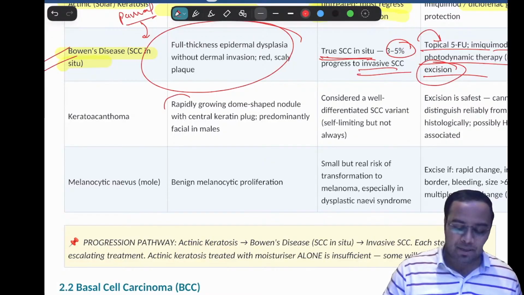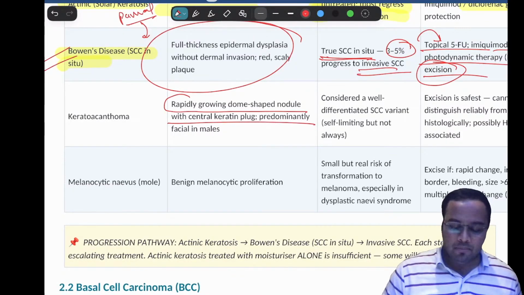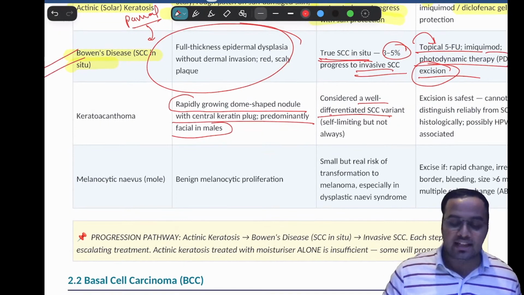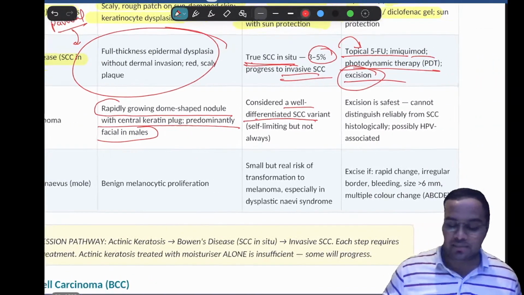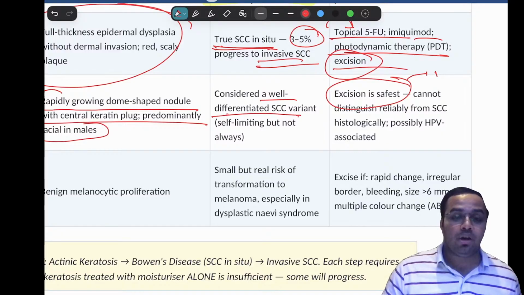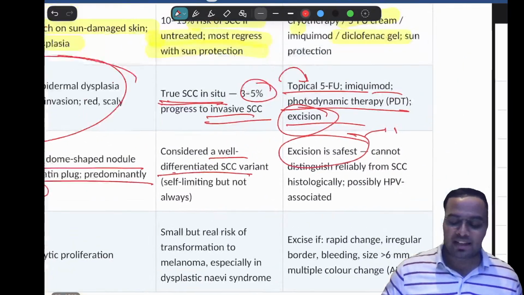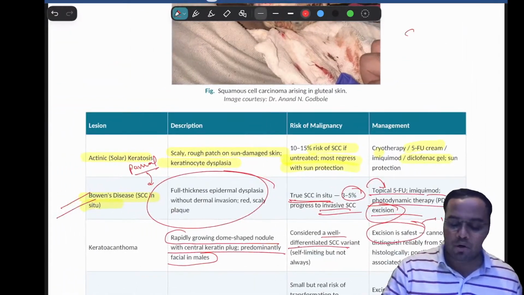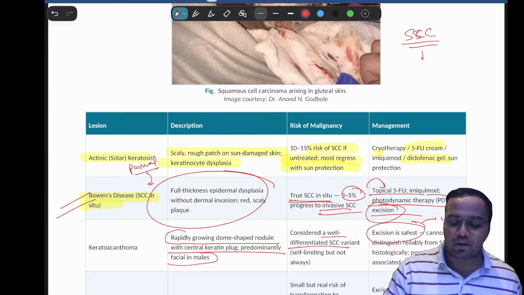Keratoacanthoma is a rapidly growing dome-shaped nodule, but it is typically considered as well differentiated, and hence it is always limited. It is not going to breach the basement membrane, but excision is always done because nobody wants to take a chance. Because I am going to tell you that in squamous cell carcinoma, the SCC, the most important prognostic factor is going to be the depth of the lesion.